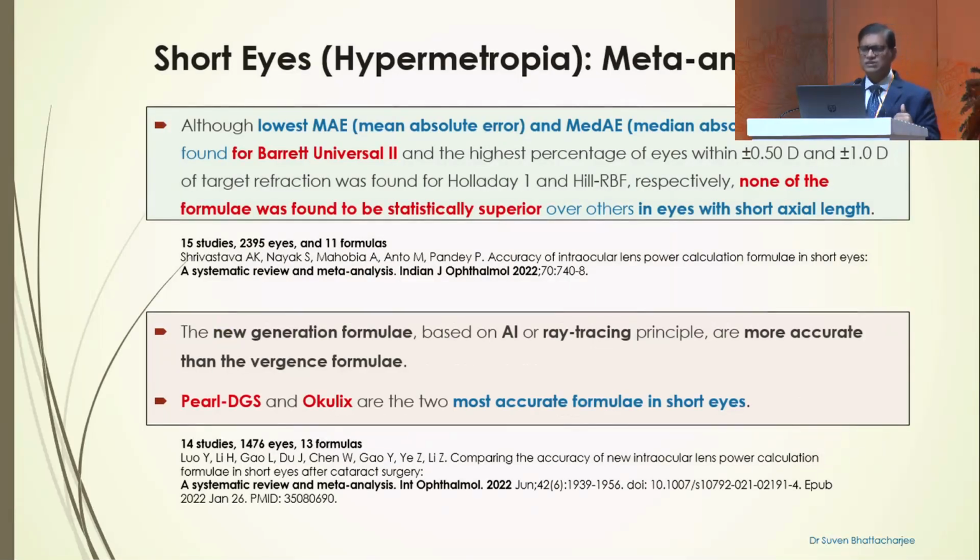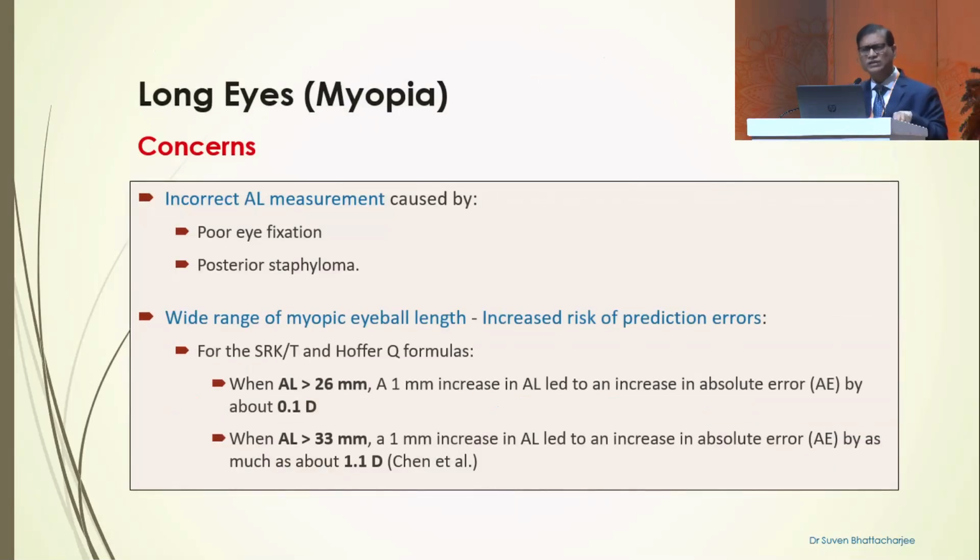Now, in short eyes, this is a meta-analysis. Again, this showed Barrett Universal 2. This is slightly older data, but it is a good meta-analysis. Barrett Universal 2 served the purpose better than others among the formulae. And then the newer generation formulae, the Pearl DGS and the Olsen, work better. Now, in long eyes, there's a large vitreous component, and that contributes to errors over here.